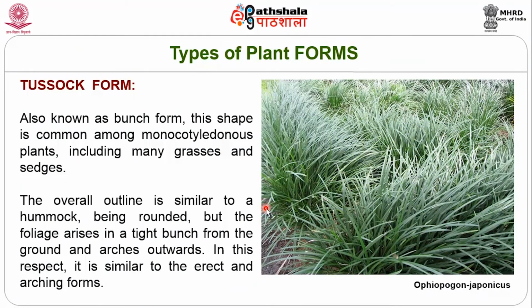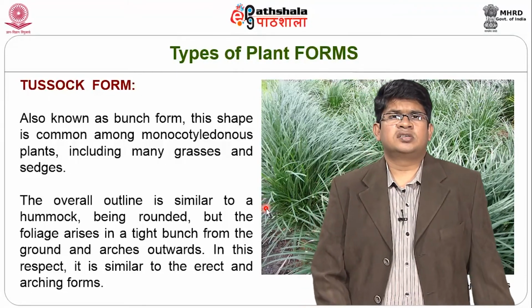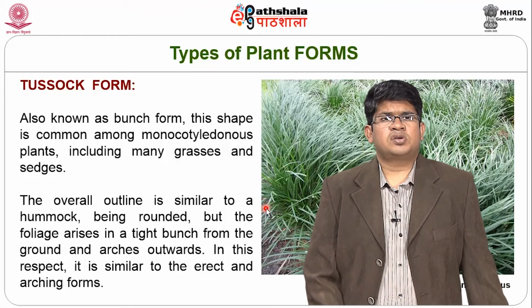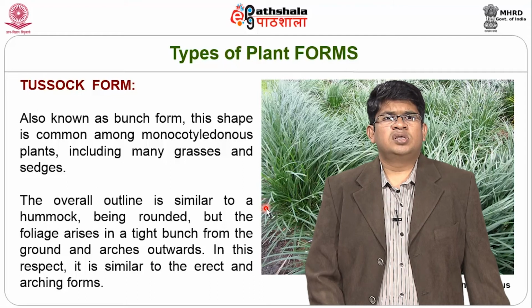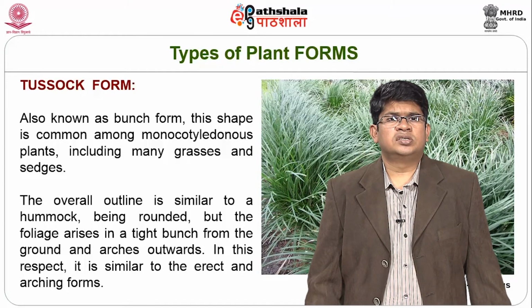Then we have what we call the tussock form, also known as the bunch form. This shape is common among monocotyledonous plants, including many grasses and sedges. So, all the grass varieties that we can see come under the tussock form. The overall outline is similar to a hummock, being rounded, but the foliage arises in a tight bunch from the ground and arches outwards. In this respect, it is similar to the erect and arching forms. So, that is also important to understand.